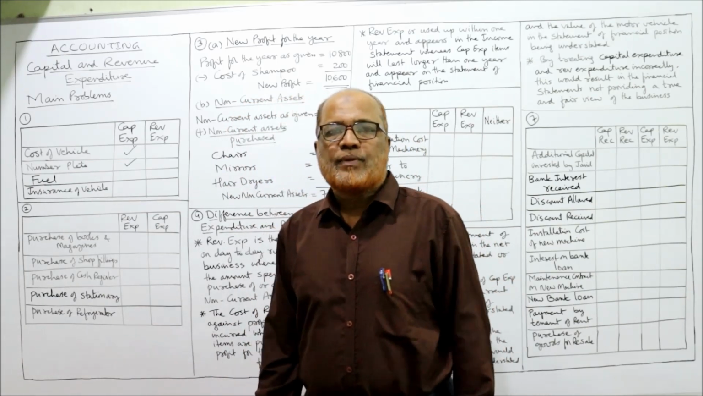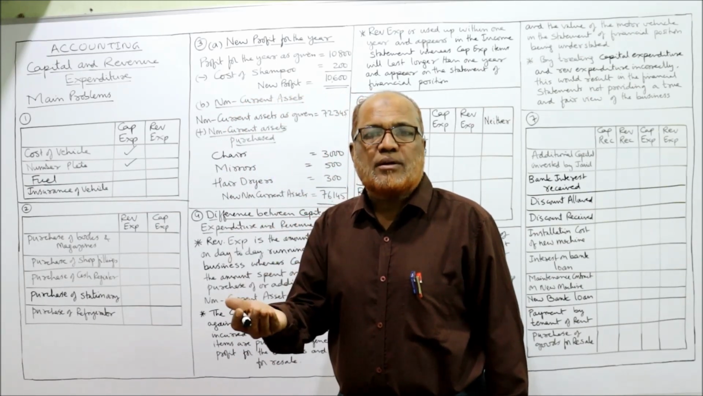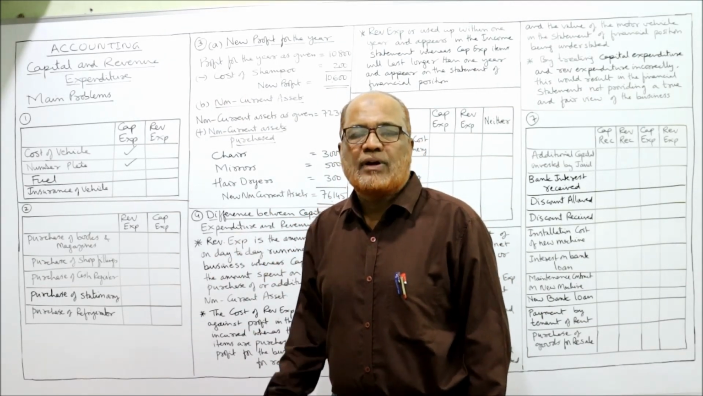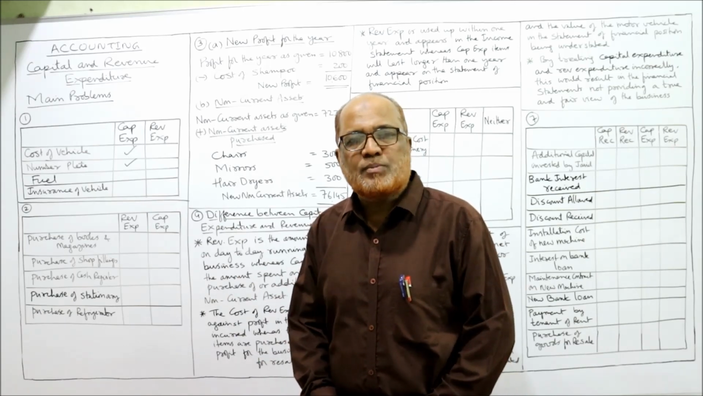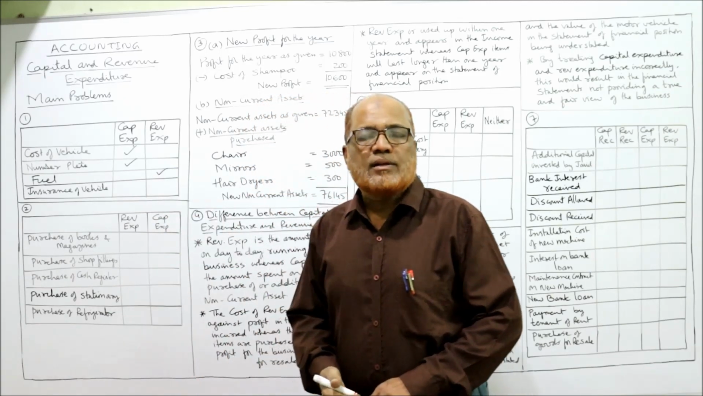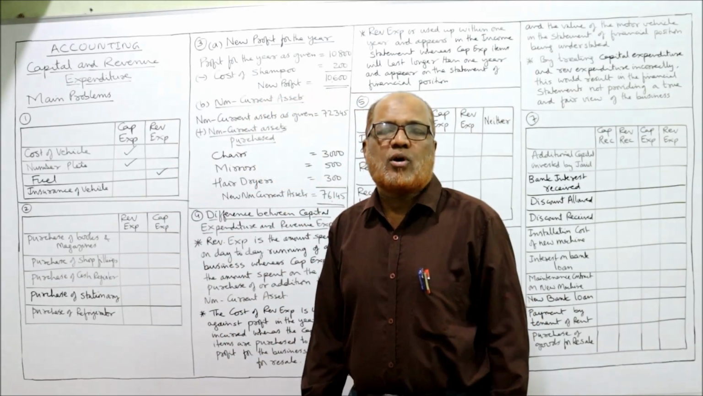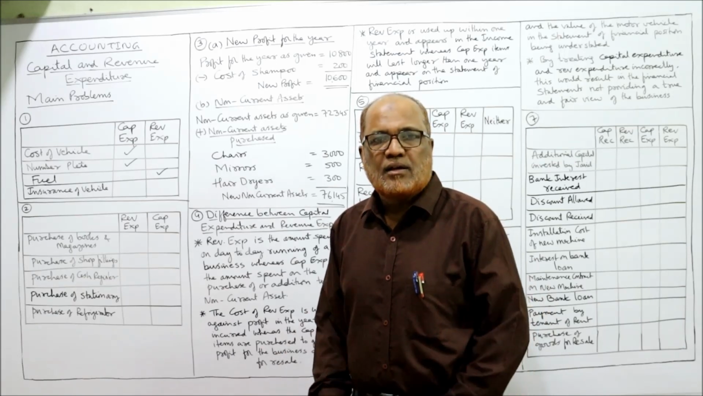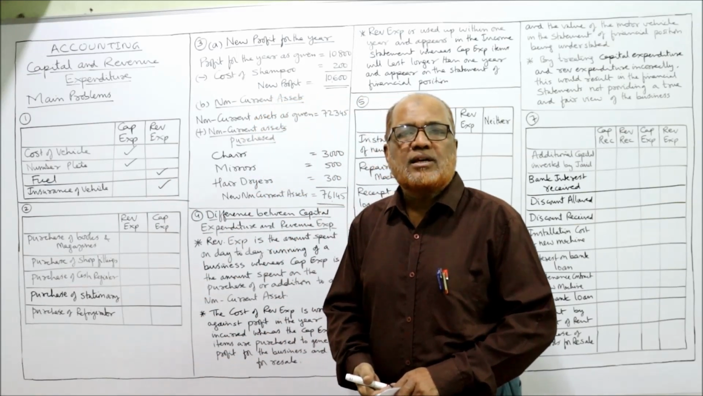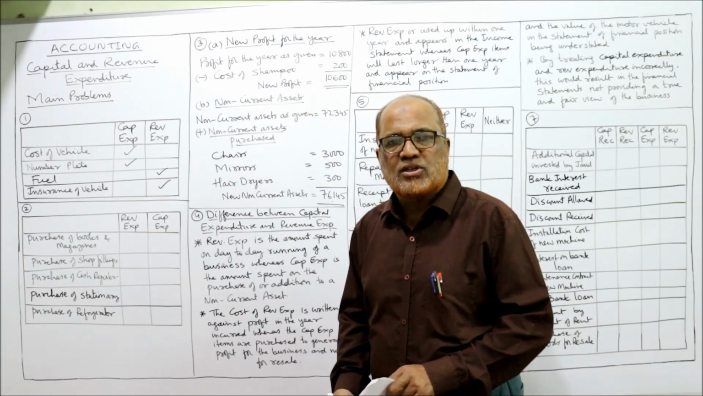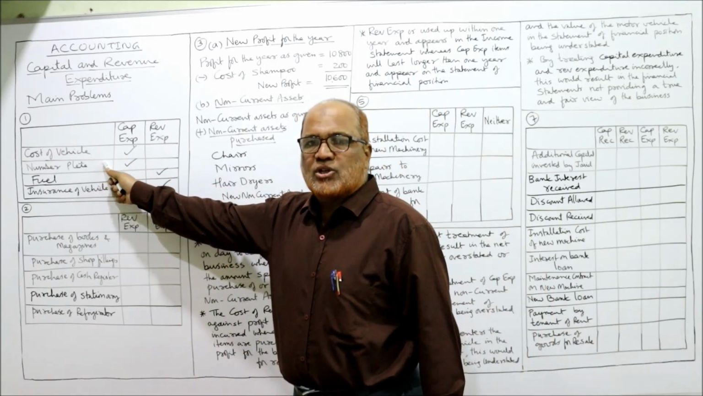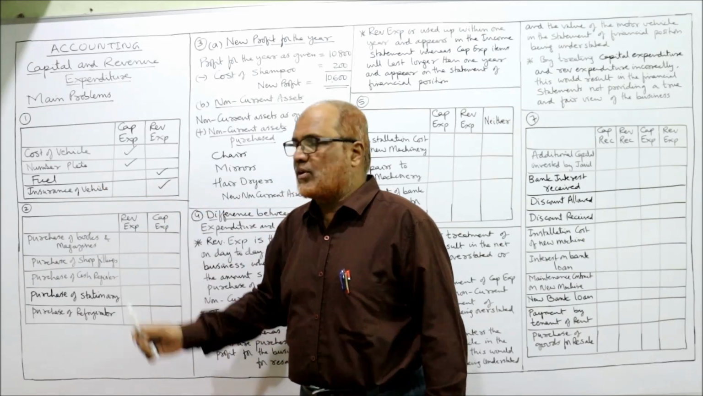Next one is fuel. The fuel is a revenue expenditure because again and again we have to fill the fuel. It's a recurring expenditure. Insurance is also a revenue expenditure because normally insurance will be for 1 year. That's all. Simply it is asking you to put a tick regarding capital or revenue expenditure. So cost of vehicle, capital. Number plate, capital expenditure. Fuel, revenue expenditure. Insurance, revenue expenditure.